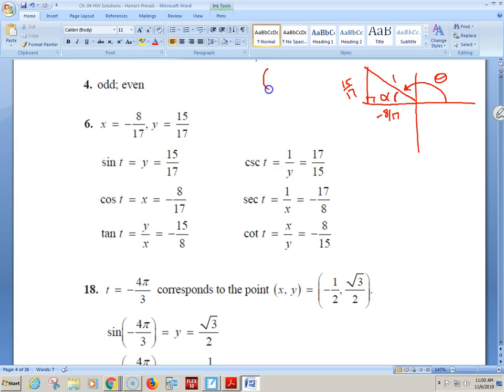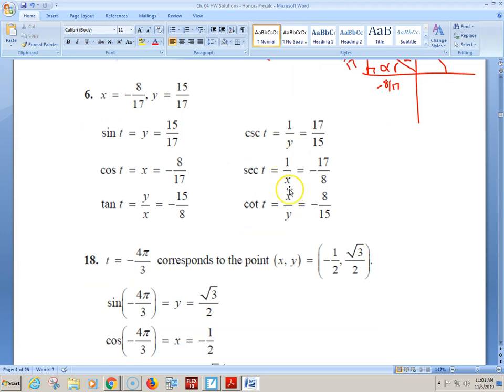Could you memorize who goes with who? Yes, you could, and put in the x for the cosine and the y for the sine. But could you also make a little baby triangle and just use SOHCAHTOA? Yes, you could, if you wanted to be that snazzy. Some people, the visualization helps. It just depends.